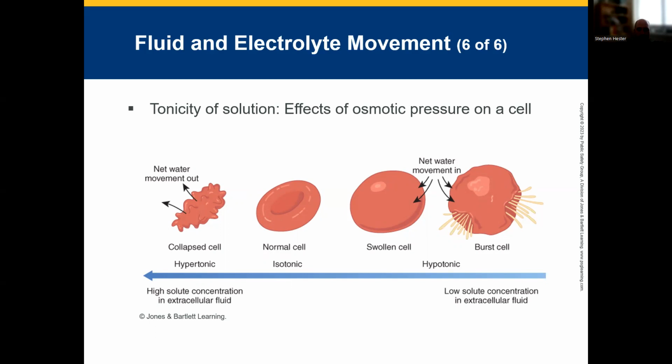So hypertonic has a greater concentration of sodium, and hypotonic has a lower concentration of sodium. The higher the concentration, the more net water is moved out. With the hypotonic solution, the less salt, the more the cell can become filled with water and fluid and burst.